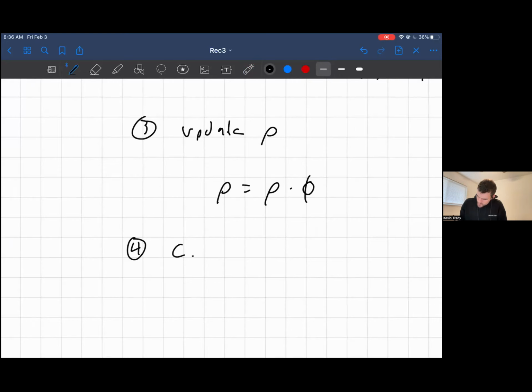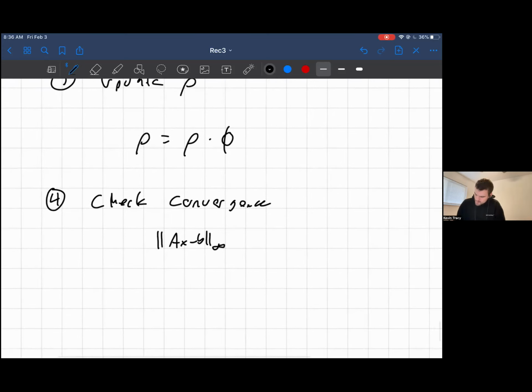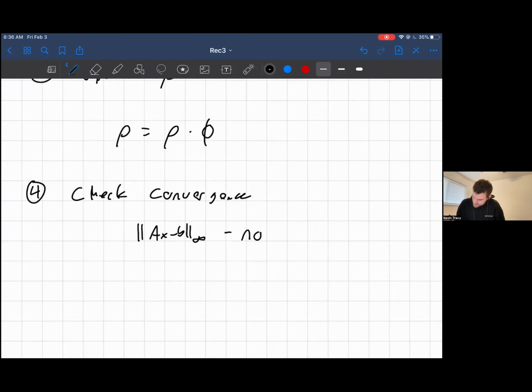For checking convergence, I'll do the infinity norm of Ax minus b. In code, this is just norm, where the value is the first argument and inf is the second argument. You don't have to use the infinity norm; you can use L1, L2, or whatever you want. It's most common to use the infinity norm for checking convergence criteria, and it basically tells you the max absolute value of everything in that vector.